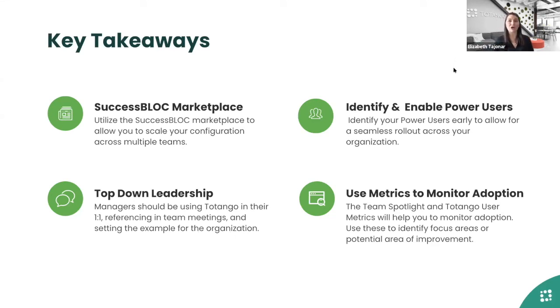Typically, these power users are leaders, as we mentioned before, but ensure that if you don't have leaders in your power user group, that you are enabling a top-down leadership approach. When there's buy-in from the very top, especially with Tatango or any software tool, it will trickle down and it will become second nature to the rest of your team. And last, use metrics to monitor your adoption. Tatango has tons of metrics internally for you to use to measure those, so you don't have to dig too far to find those metrics, but use that to your advantage to help you understand if what you've put in place is working for the team. And if not, you can always go back and course correct.